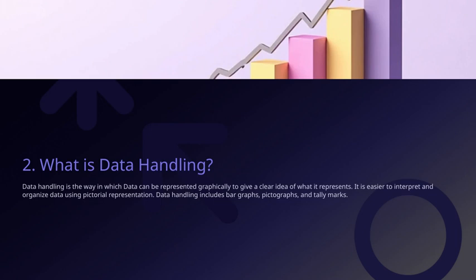When we handle data visually, it connects directly to our goal of making information more understandable and useful, whether we're studying, making decisions, or presenting findings. So, mastering data handling is really about transforming raw data into meaningful, visual stories that everyone can grasp easily.